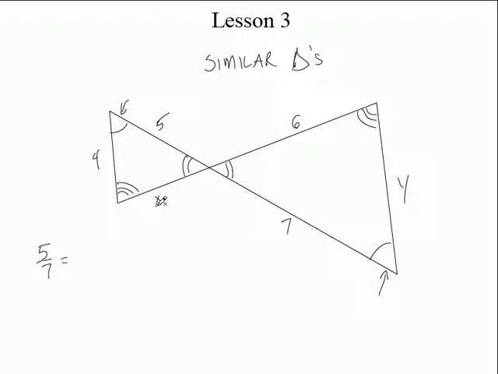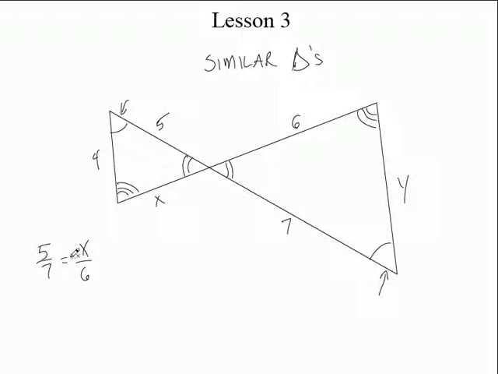X to what? 6. X to 6. That's right. Because again, x is opposite the 1 arc here. 6 is opposite the 1 arc, so it's x to 6. And there's our proportion. And now we can just solve for it. And we cross multiply. Or you could just multiply both sides by 6.